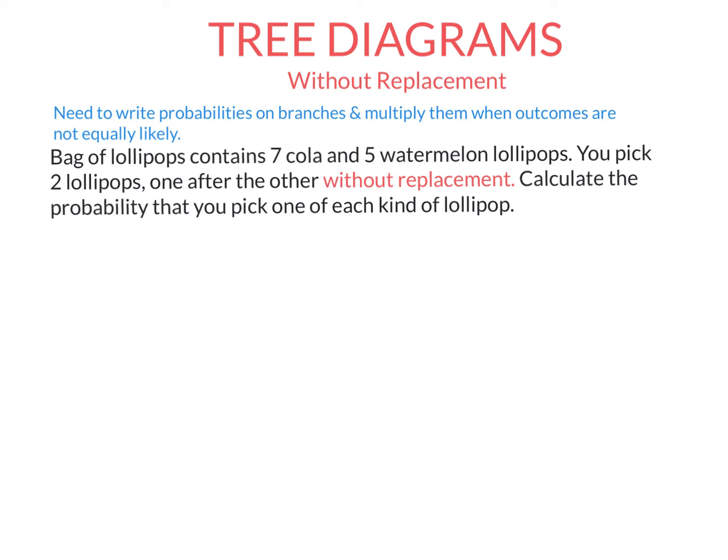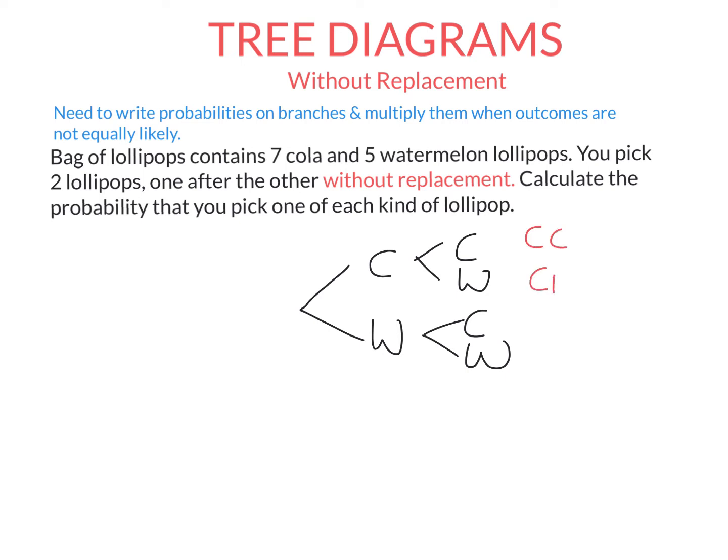So we learned on a previous video how to make a tree diagram. We just list the possible outcomes. First pick, you can pick cola or watermelon. Second pick, you can pick cola or watermelon. The point of this tree diagram is so you can list all of the possible outcomes. So here we have 4 possible outcomes: first stage, second stage.